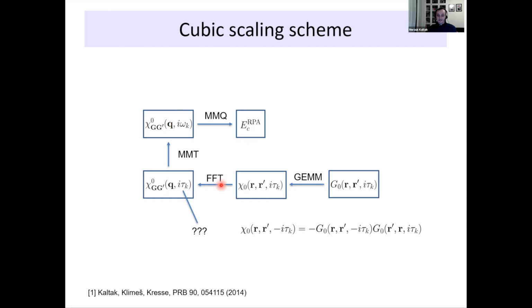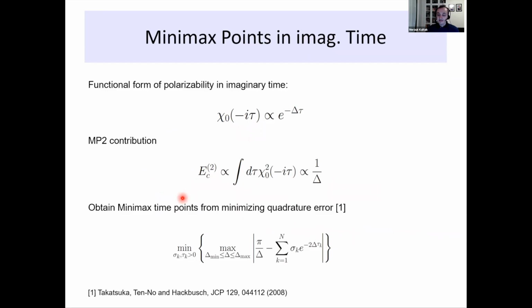So in some sense, we require a dual imaginary time grid for the Minimax quadrature points, because we know the quadrature points are the best points to evaluate this integral, so we need the time points, the corresponding ones. To obtain this imaginary time grid, we first inspect the functional form of the polarizability in imaginary time. So this imaginary time dependence is given by this exponential, where delta is a positive transition energy in the polarizability, any transition energy, but it's positive.